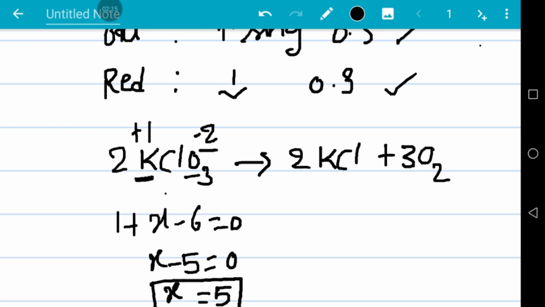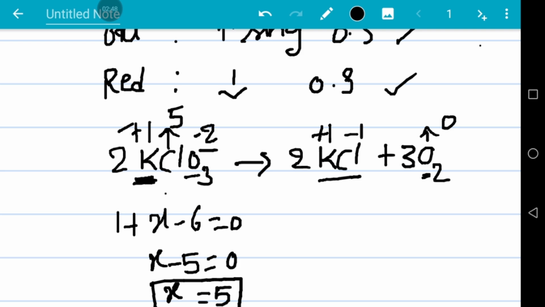So the chlorine oxidation state is +5. Next, on this side, KCl: potassium is a 1A group element, so it is +1, so chlorine in KCl is -1. Next, oxygen is in molecular state, so its oxidation state is 0.